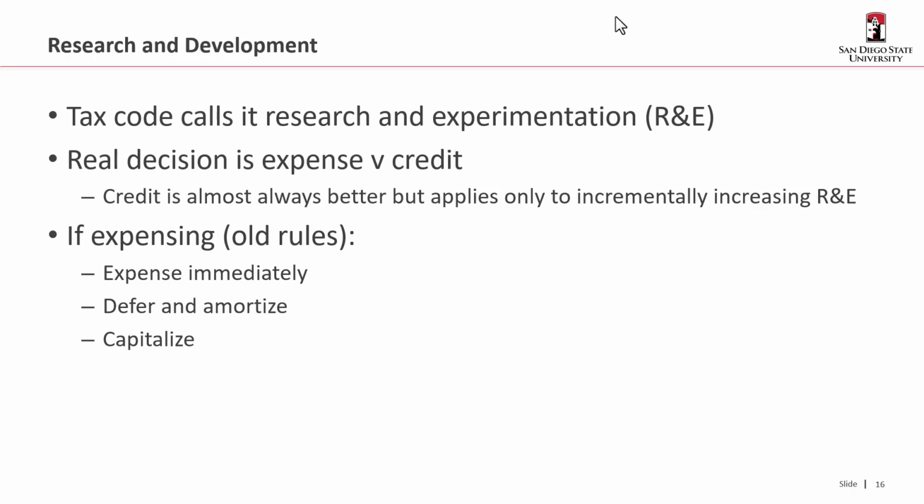The credit is almost always better, but it applies only to incrementally increasing R&E. And I typically cover the R&E credit in the corporations course, Accounting 651. You don't see a lot of it on the CPA exam because it's a fairly detailed set of tests. In any event, when you incur these non-creditable R&E costs, under the old rules, you could either expense it immediately, so you just wrote off your research costs. You could defer those costs and then amortize them, or you could capitalize those costs.